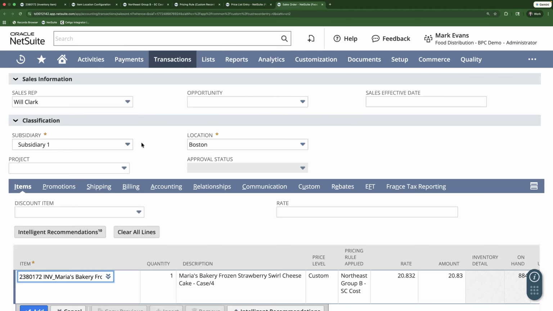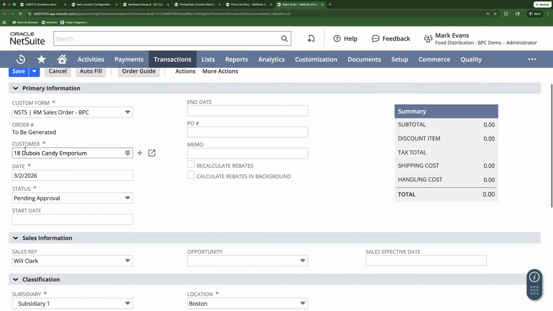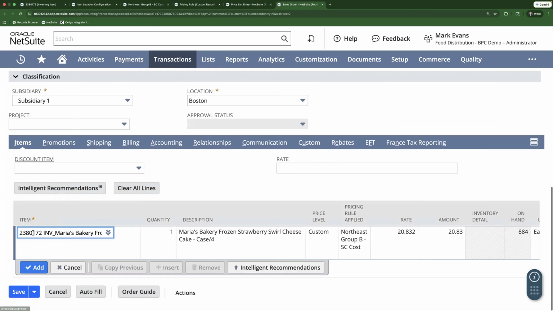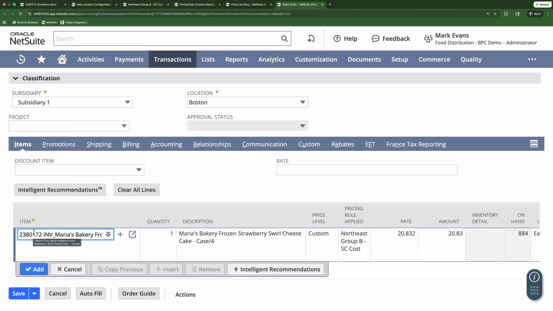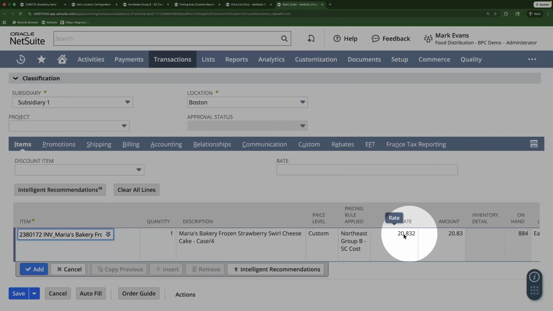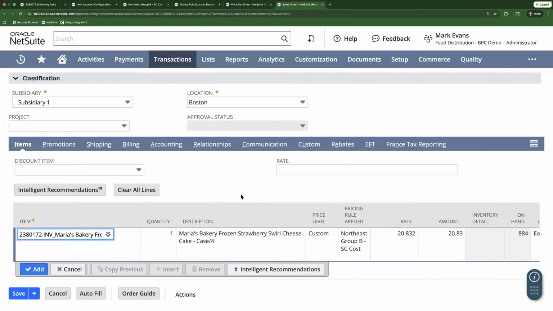What that means is on a sales order, when I'm selling to a customer and selling an item that triggers one of these rules, the rule engages. That rate is what is added to the transaction. And importantly, the actual pricing rule used will write to the line. And this gives you total traceability into not just what the price was, but where it came from.